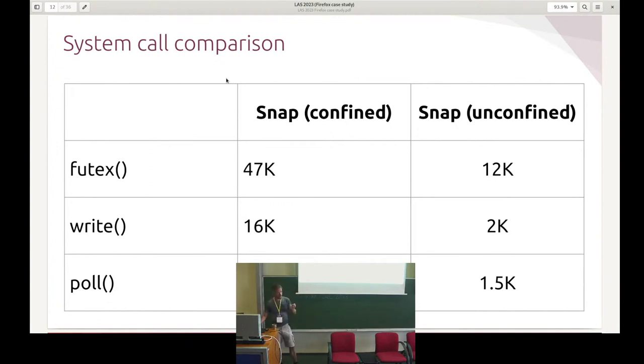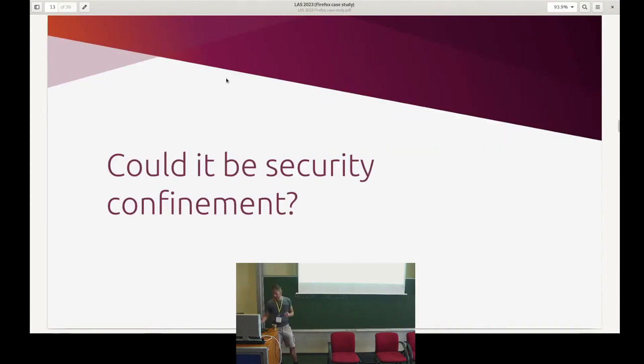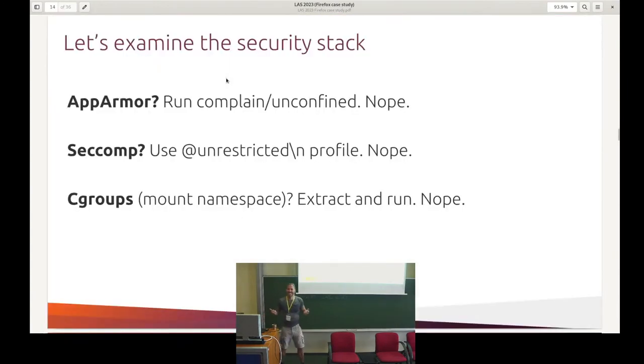OK, let's check the security confinement, right? No, not really. So what we did, we disabled AppArmor. We allowed a permissive profile. Everything works. Did that change the runtime? The answer is no.